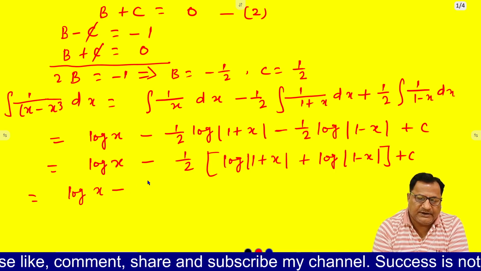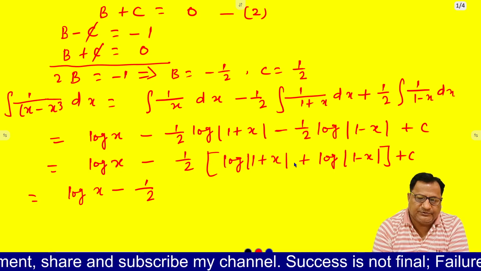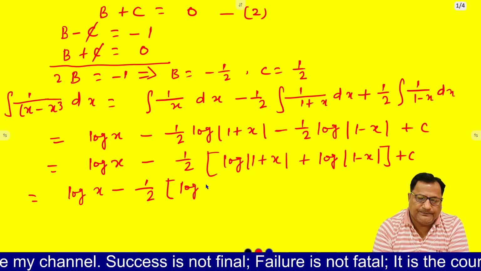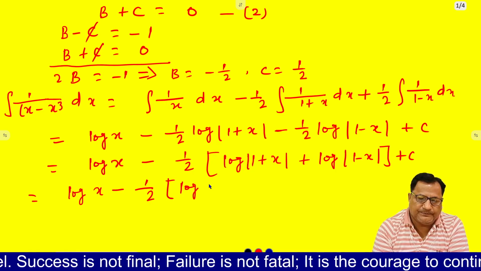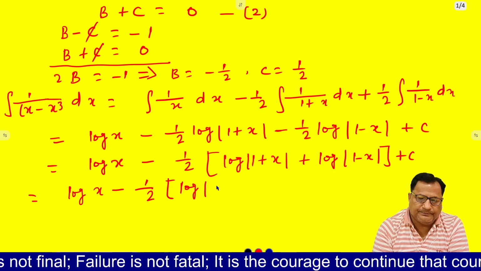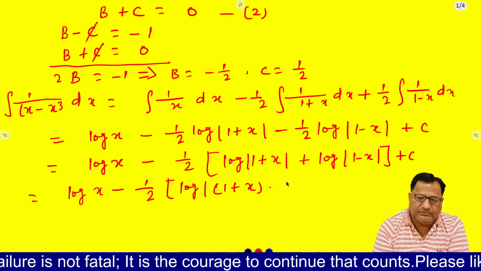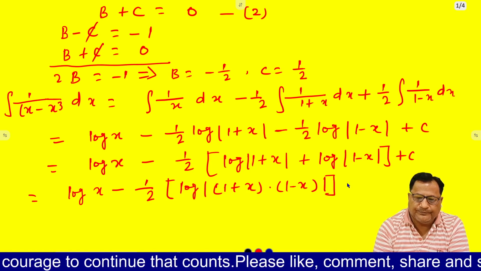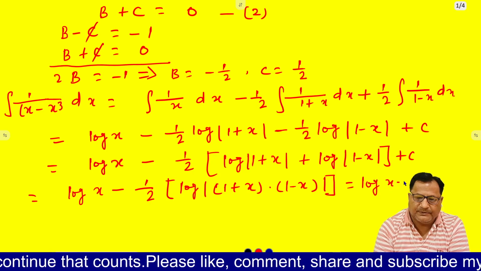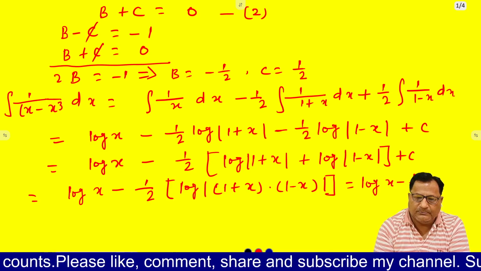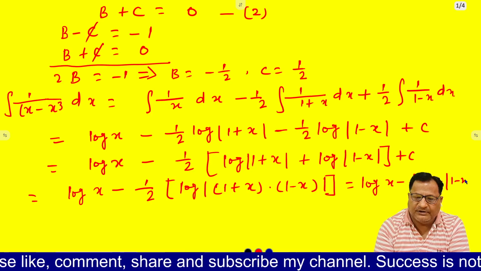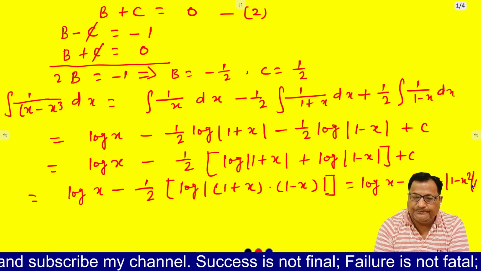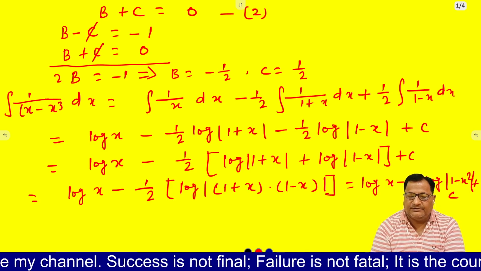Equal to log x minus 1 by 2, and since this is plus, log m into n means log of 1 plus x into 1 minus x, equal to log x minus 1 by 2 log of 1 minus x squared, plus c.